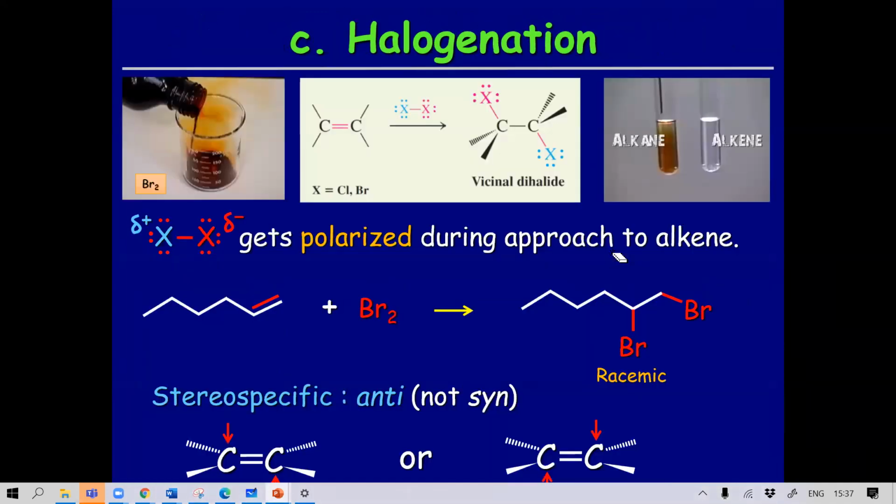Why? Because the single bond can rotate, okay? So whether it's anti or syn, the end product will still be a racemic mixture, okay? But bromine is huge. Therefore, the second bromine can only attack the structure from where the other bromine is not, from the anti position. Okay, so syn is the same side, anti would be the opposite side.